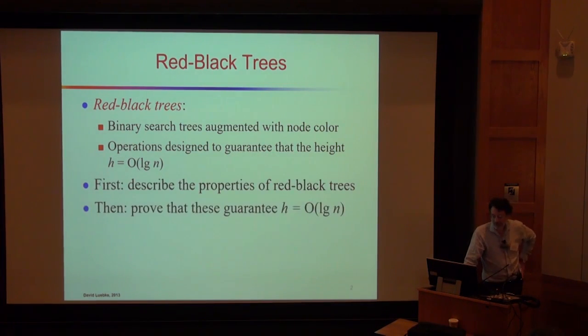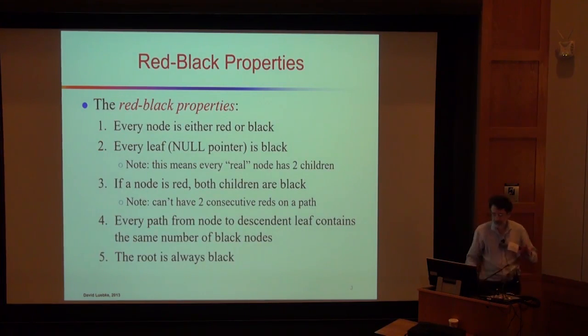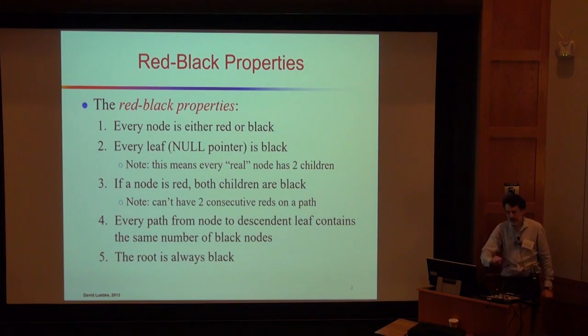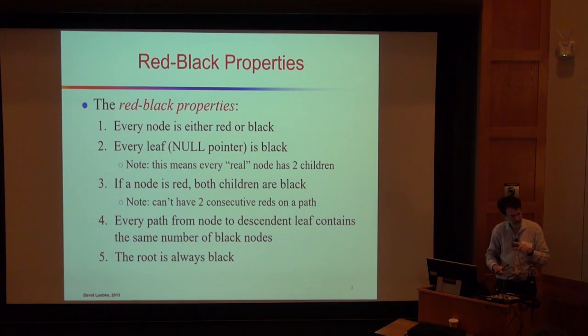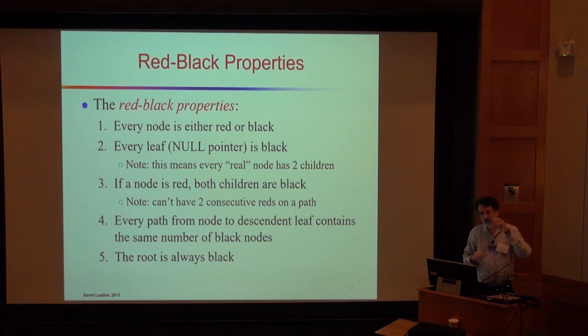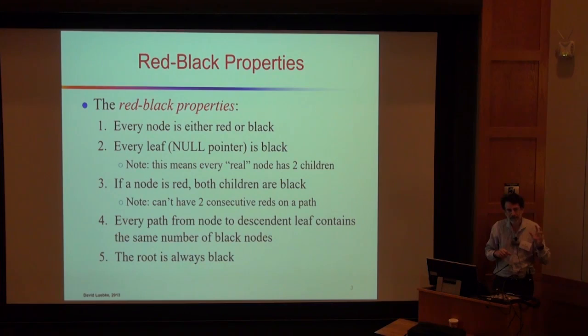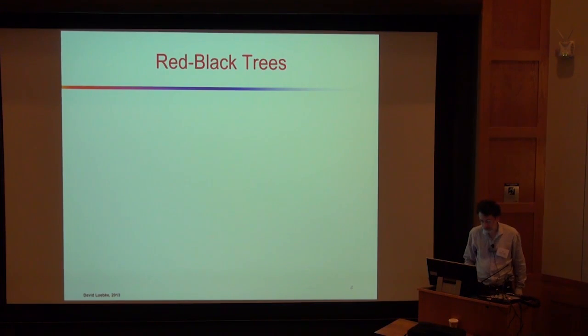Okay, so the colors are arranged in such a way as to enforce the property that the height of the tree is no more than 2 log n. So every node is either red or black. Every leaf is black. If a node is red, both of its children are black. That means on the path from the root to a leaf, you never have 2 red nodes in a row. But black nodes can have black children. That's okay. And the root is black. So those are the properties.